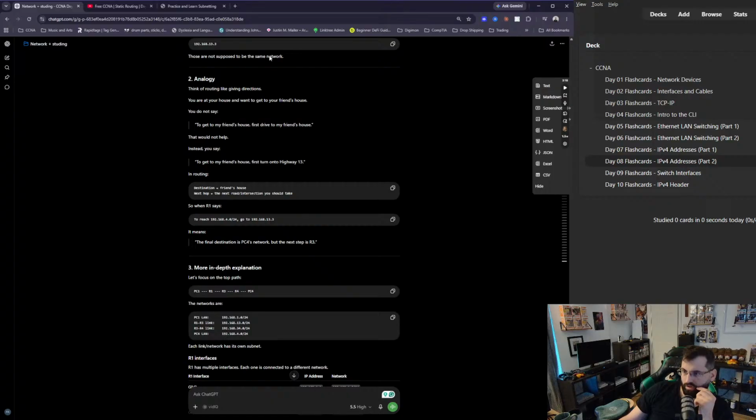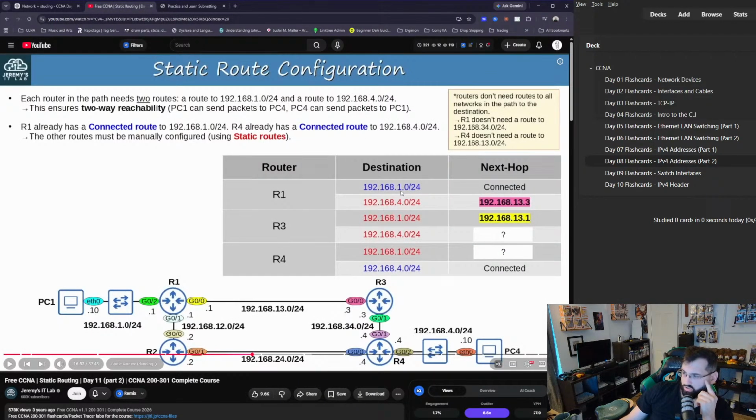Okay, so to reach this, our destination, we need to go here. To reach this, we need to go there. And this is what I don't understand. Okay, I'm understanding it more. But where do we get the 13.1? I understand that 13.1 is a part of this network. But is that 13.1? Oh.